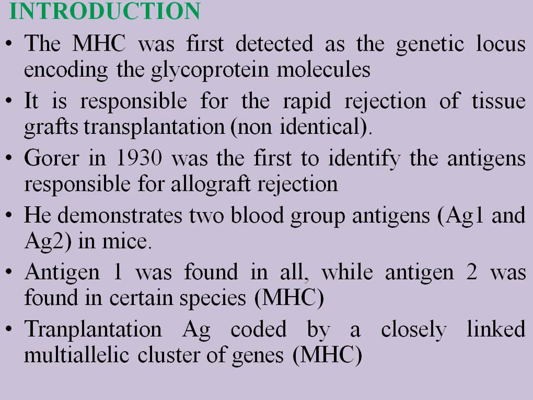He demonstrated two blood group antigens, antigen 1 and antigen 2, in mice. Antigen 1 was found in all types of mice, while antigen 2 was found in certain species only. Transplantation antigen is coded by a closely linked multi-allelic cluster of genes like the major histocompatibility complex. So this was named the H2 complex.